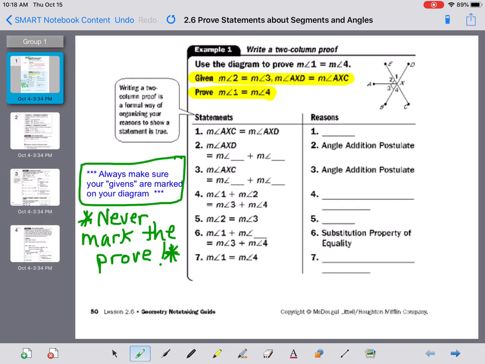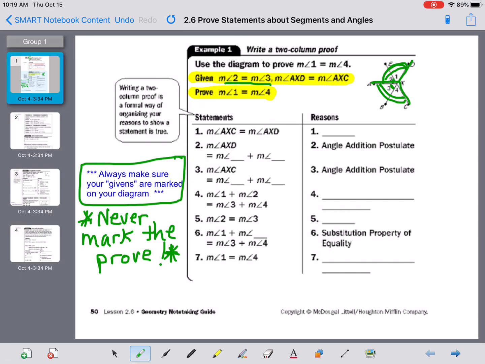So the first thing it says is angle 2 is equal to angle 3. I come over here. Oh, look, there's already congruent marks. Angle 2, angle 3, that's marked. The second one says the measure of angle AXD, so AXD is this big angle right here, is equal to the measure of AXC, which is this big angle. Okay, so those two are the same. I'm going to mark them with the same markings. Always mark your picture up, okay?